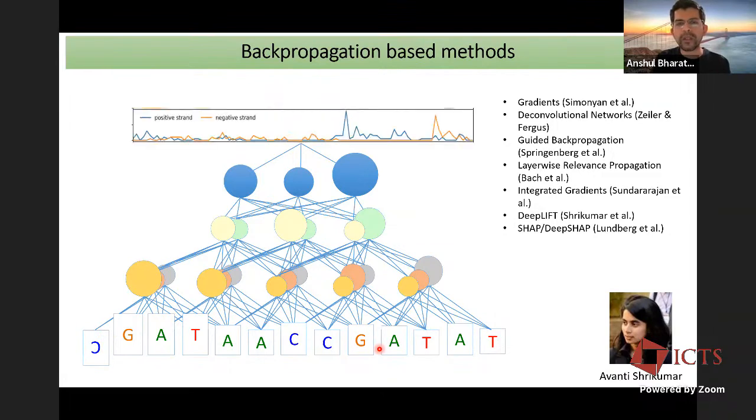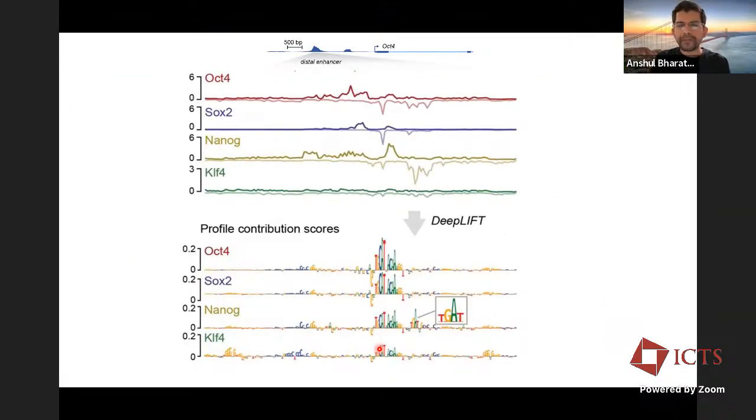So when we do that, here's an enhancer, the OCT4 distal enhancer in mouse embryonic stem cells. Here's OCT4, SOX2, NANOG, and KLF binding patterns. And we're getting the same sequence. There are 4 different models, one for each transcription factor, and the same sequence is being interpreted through the 4 models. So we get these kinds of contribution scores. The height of the nucleotide in each position is giving you the contribution of that nucleotide to the output profile.